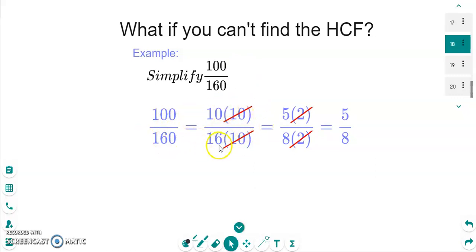We're left with 10 over 16. Looking at 10 over 16, we notice that it has another common factor of 2. We can rewrite 10 as 5 times 2 and 16 as 8 times 2. The 2 in the top and bottom cancel and we're left with 5 over 8. 5 over 8 is 100 over 160 in its simplest form. There are no other common factors between 5 and 8, and so we know that it is in its simplest form.